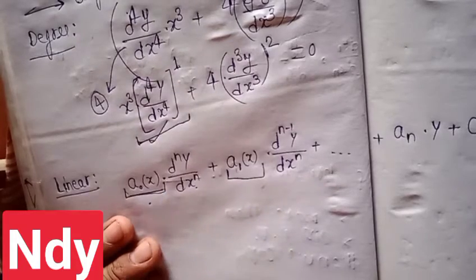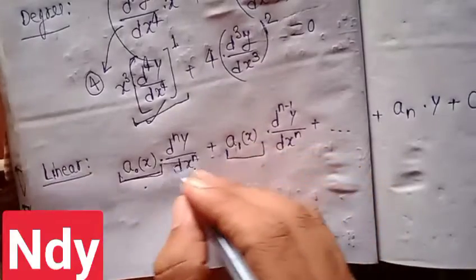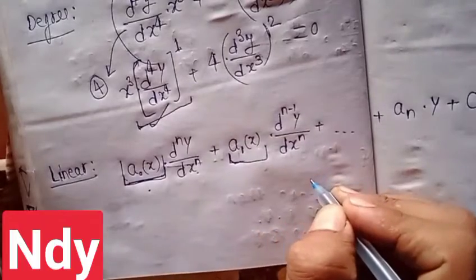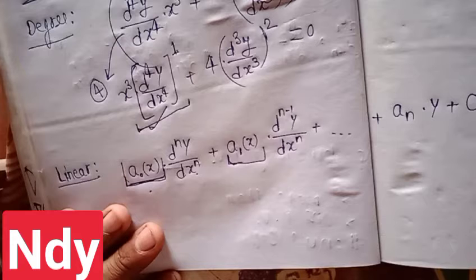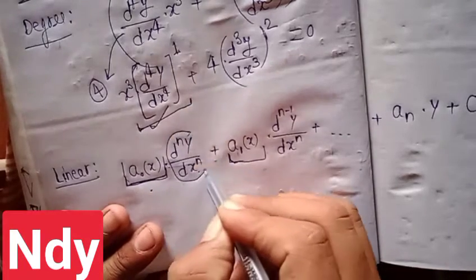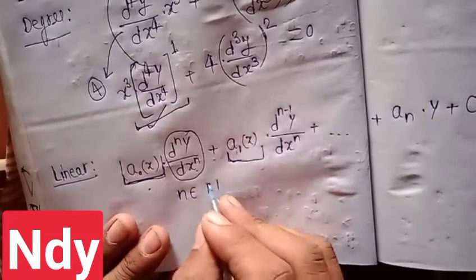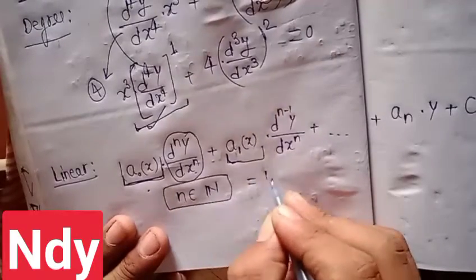Okay, so what does it mean? The a naught, a1 and these terms are functions of x, so these can take any value. They can take a constant value or any function of x, and this n can take any value, that is, n belongs to the set of natural numbers only. n can take values only 1, 2, 3.